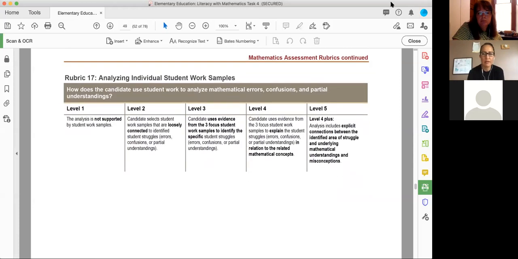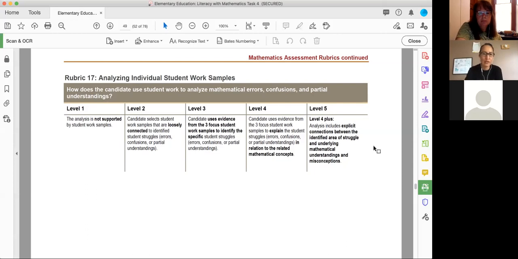So rubric 17 aligns with that commentary prompt. It says, how does the candidate use student work to analyze mathematical errors, confusion, and partial understandings? Of course, we don't even want to worry about level 1 and 2, but we'll read through them. Level 1, the analysis is not supported by student work samples. So if your work samples don't even demonstrate what you're talking about, then that's a level 1.